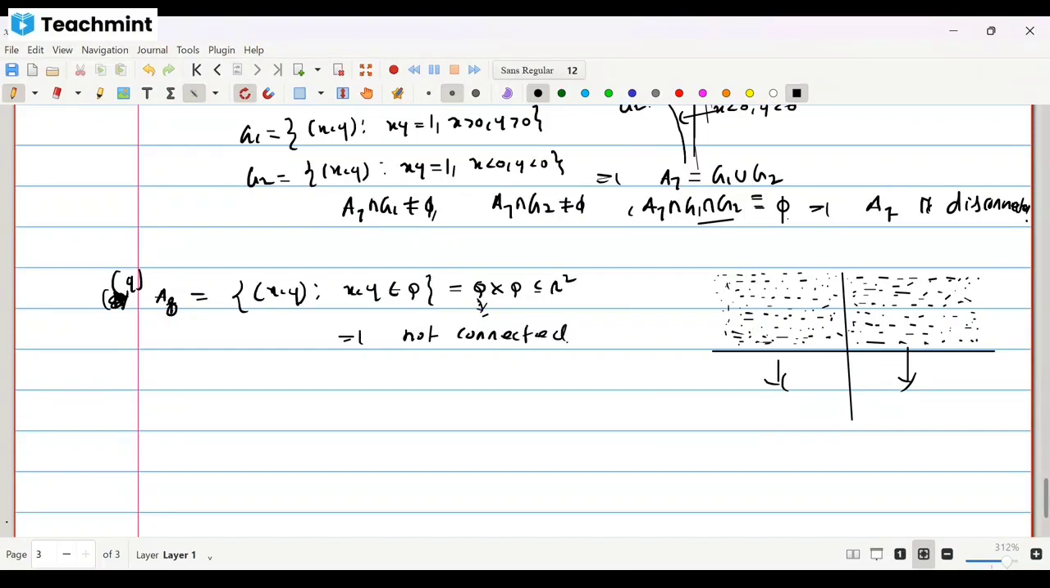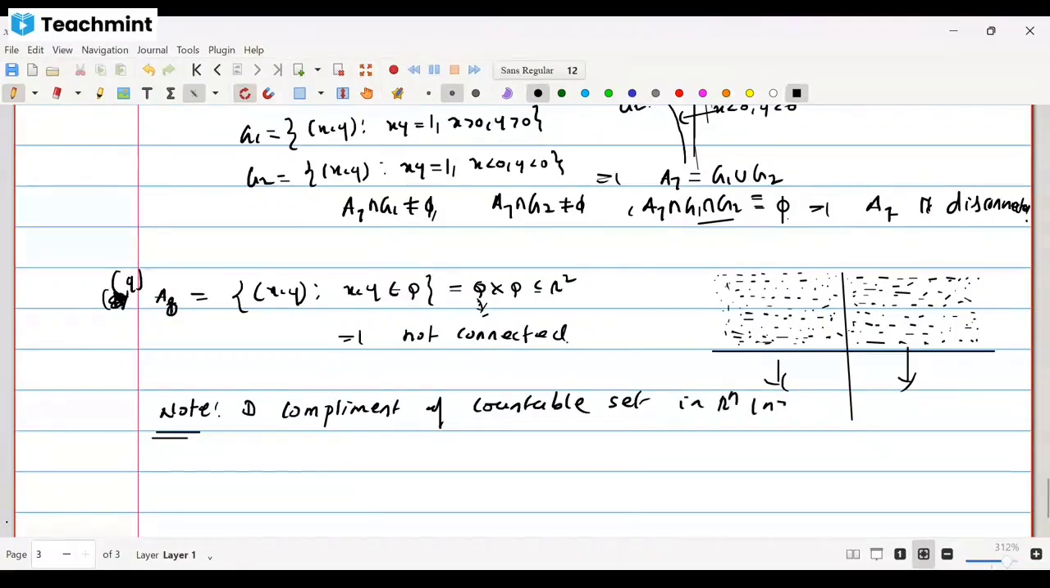Since, there is a note here, an important one: the complement of a countable set in Rn, where n is greater than 1 or n is greater than or equal to 2, is connected, and the countable set in Rn itself is not connected. So the complement of a countable set in Rn is connected, and hence the complement of Q cross Q is connected, but Q cross Q is not connected.